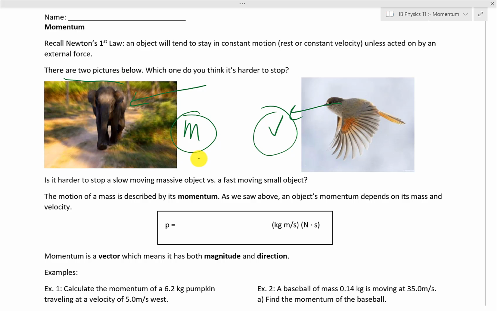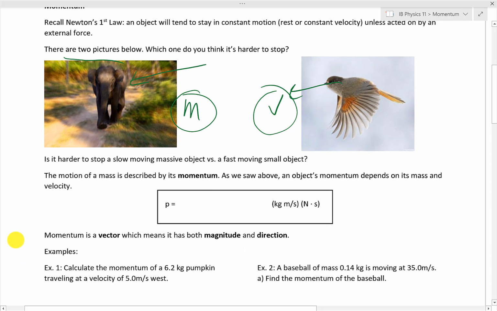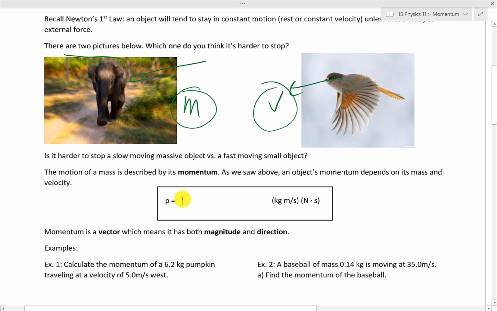I'm going to talk more about the harder to stopping and relating that to force later when we talk about impulse and change in momentum. But today we are just going to talk about what is momentum. Momentum is described by an object's mass times its velocity, and that's it. Is it as simple as that?